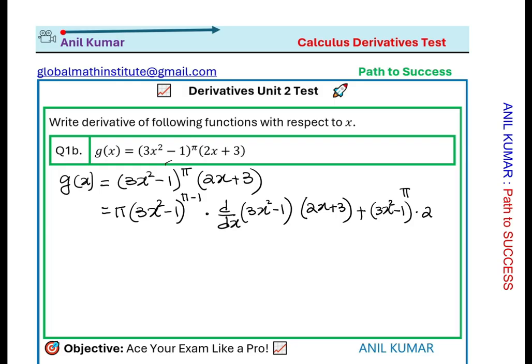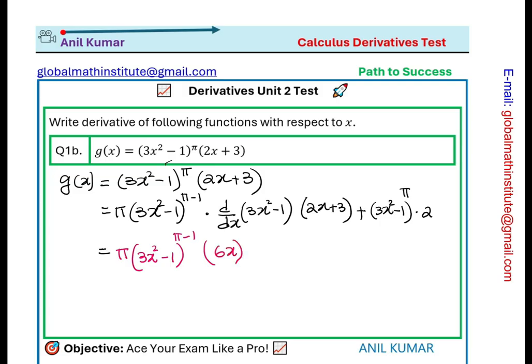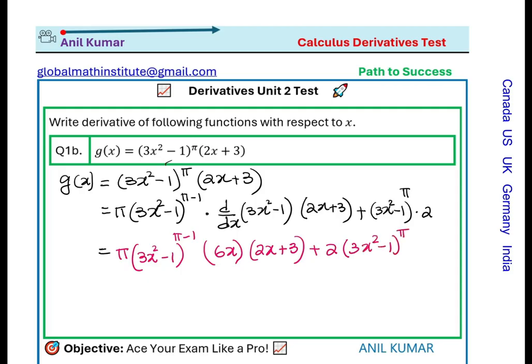Okay, great. So we got this. Now let's rewrite the derivative. So we have pi times 3x squared minus 1 to the power of pi minus 1, critical step, times derivative of 3x squared minus 1 is 6x, times 2x plus 3, the second function, plus derivative of the second. It's good practice to write the numbers before. Okay, so we got 2 times 3x squared minus 1 to the power of pi, you get the whole idea. So that's what we get.